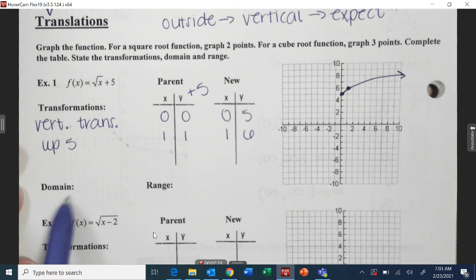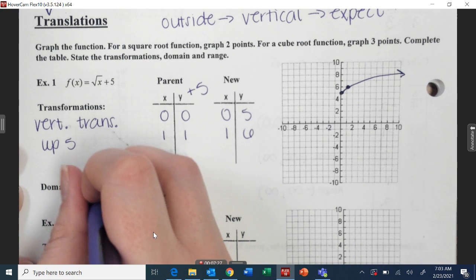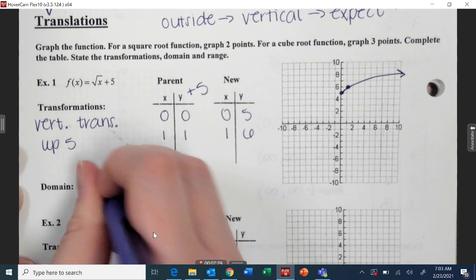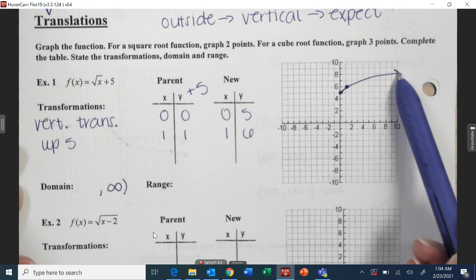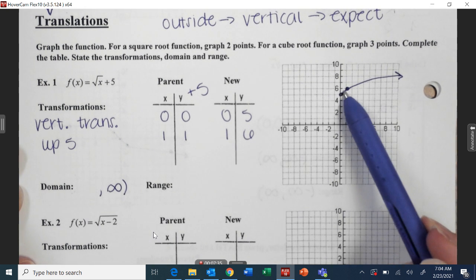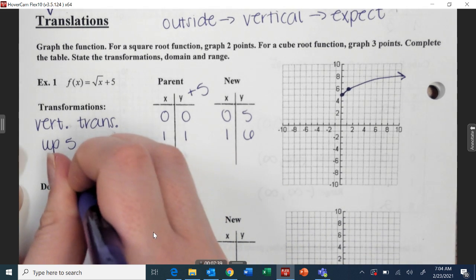For domain, we're talking about the x values. I'm continuing to the right forever. That's positive infinity. My smallest x value is the point all the way to the left, which would be here. This point (0, 5) has an x value of 0.